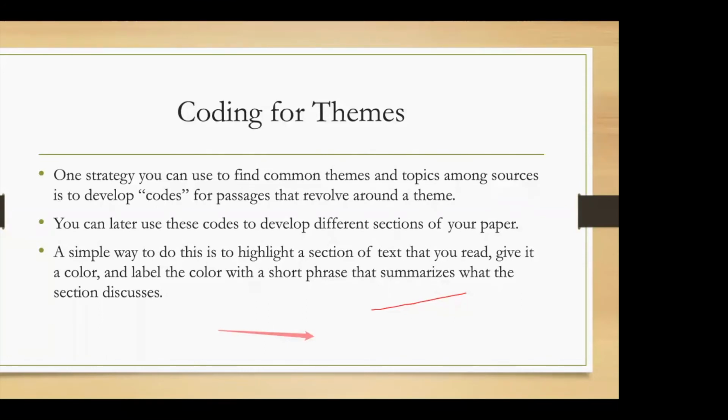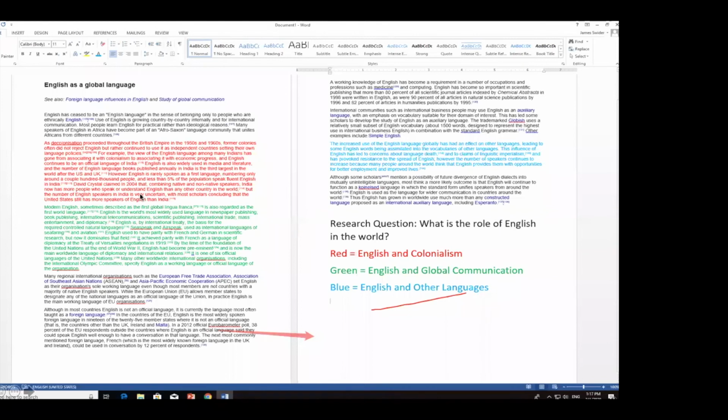A very easy way to do this is to highlight a section of text that you read, give it a color, and then label the color with a short phrase that summarizes what the section discusses. Let me show you. Okay, so I copy and pasted this from the Wikipedia article about English as a global language. Let's say that I have a research question. What is the role of English in the world?